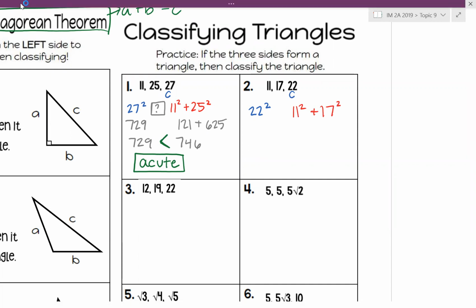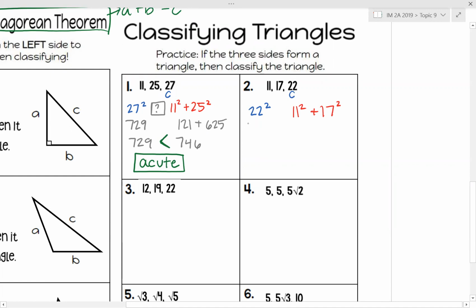If we square the number 22, that's 484. And then we have 11 squared, which is 121, plus 17 squared, which is 289. So we're comparing 484 with the sum of those 2 numbers, which is 410. And so the larger number is on the left, so 484 is greater than 410. That means that this creates an obtuse triangle.